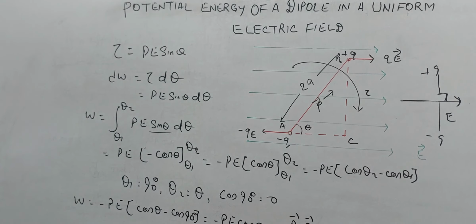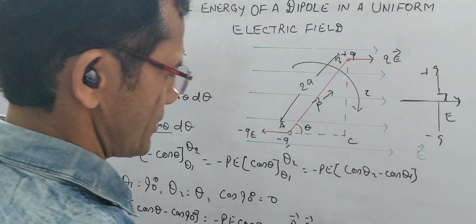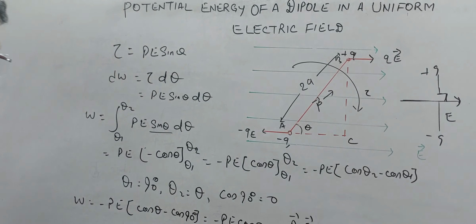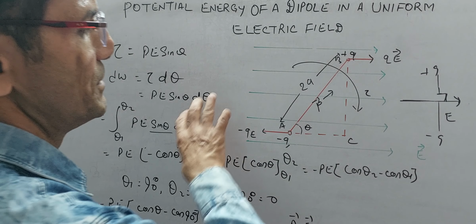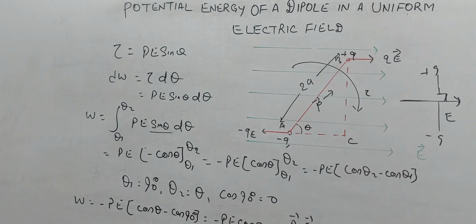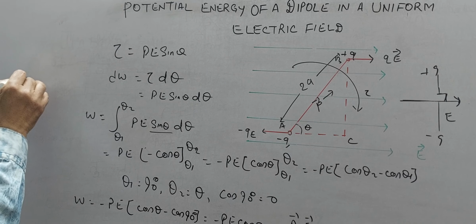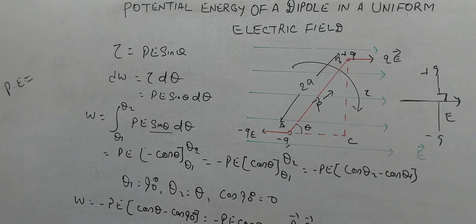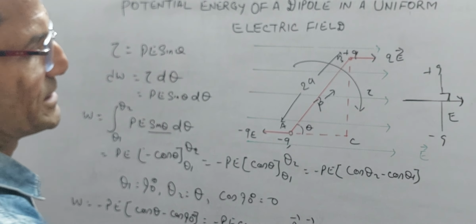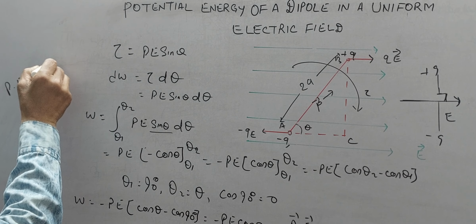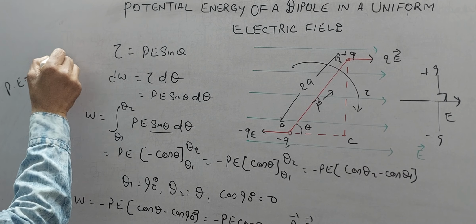Minus p dot E. Now this work done is stored as potential energy. We can say that it is the potential energy of the dipole in a uniform electric field. So when the dipole makes an angle theta with the direction of the field, our potential energy will be minus p dot E. We can utilize this.